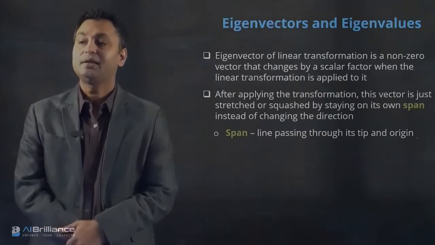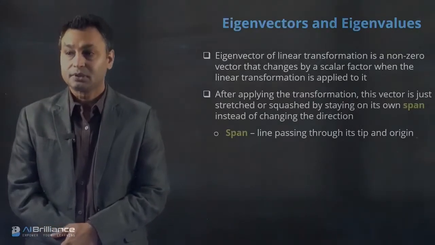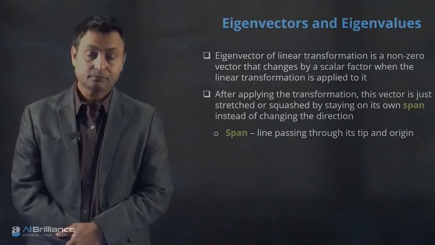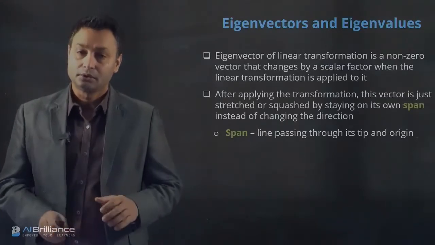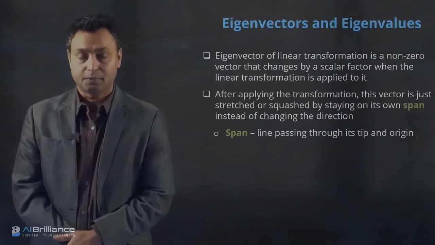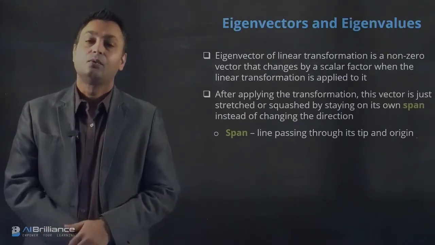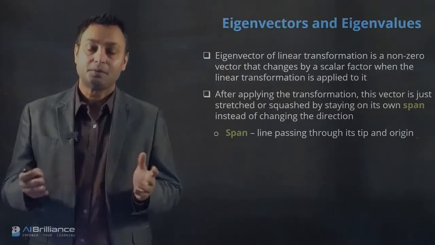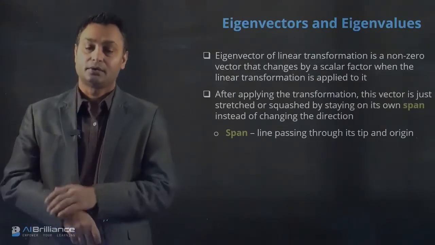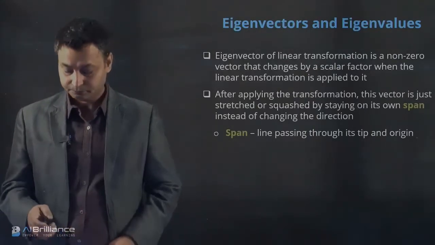And what is the span? Span is essentially the initial line that is passing through its tip and the origin. So let's go through the geometrical intuition about what we are talking about and what is listed in this slide: what we mean by span, what we mean by stretching, and what we mean by transformation, and how that concept is related to eigenvectors and eigenvalues.